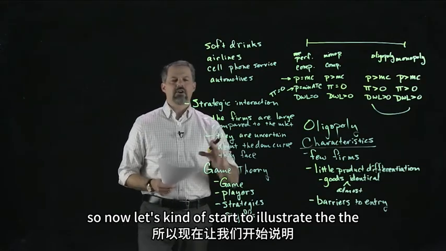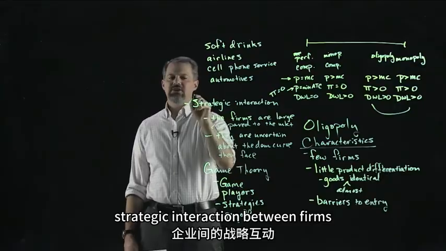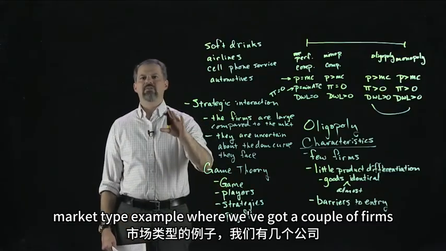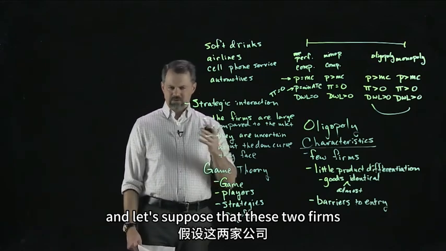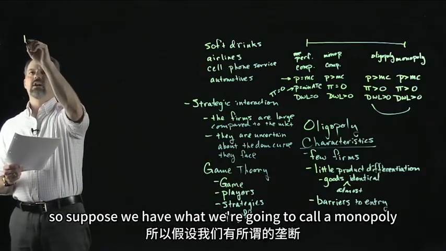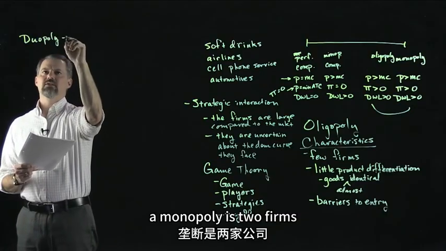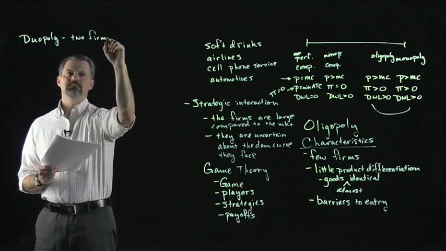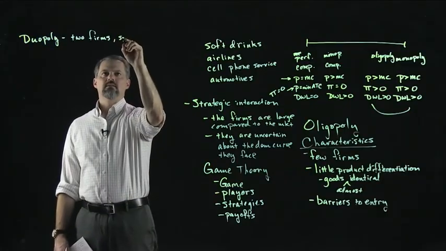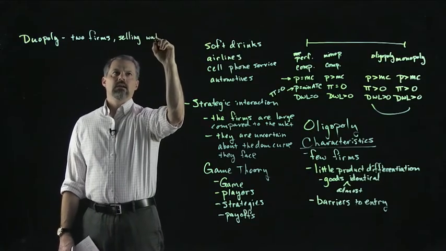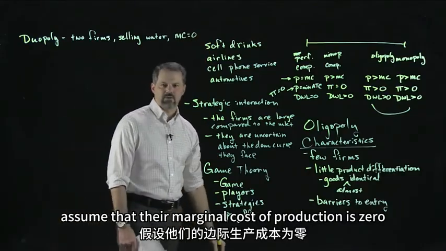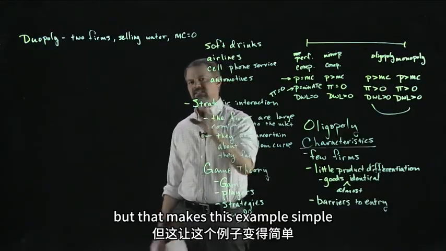So now let's start to illustrate the strategic interaction between firms with a simple market type example where we've got a couple of firms, and let's suppose that these two firms are selling water. Suppose we have what we're going to call a duopoly. A duopoly is two firms. Each of these firms is going to be selling water. And just to make things simple, we're going to assume that their marginal cost of production is zero. We don't have to do that, but that makes this example simple.